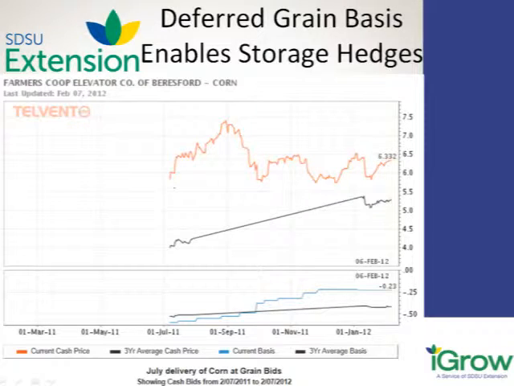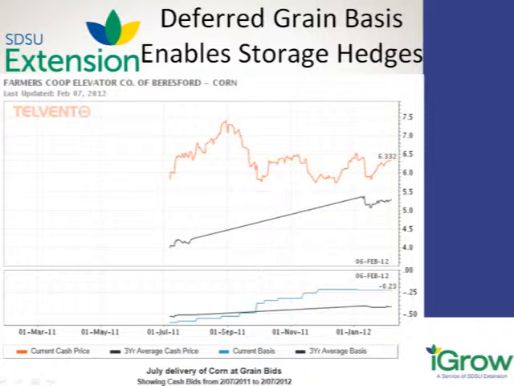Now, actually getting into the whole conversation about a storage hedge and how deferred grain basis is important is probably a topic of another podcast, but I did want to show you graphically here how that information appreciates over a time period. What you're looking at here is for an eastern South Dakota market on I-29 and for corn, and this is actually for July delivery of corn.